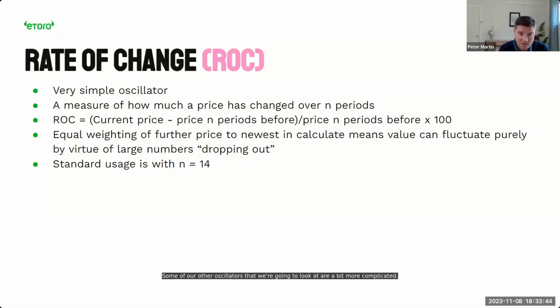Some of our other oscillators that we're going to look at are a bit more complicated and a bit more nuanced in terms of their calculation and what they're looking at, and won't be quite susceptible to this kind of thing. Standard usage is with n equals 14. So if we're looking at a daily chart and we just go with the standard usage, it's looking at n equals 14, 14 days ago, what was the price compared to the current price, and does the calculation.